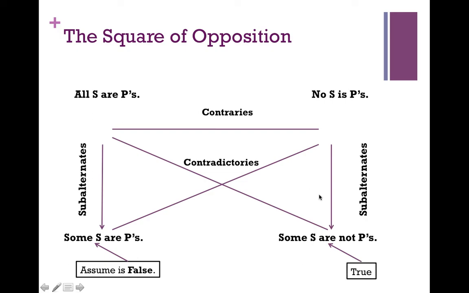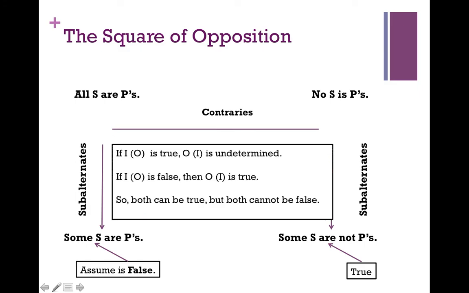The same is going to apply if we start right here. If we were to assume the O form proposition, some S are not P, is false, then that would mean that all S are P, the A form proposition, is true. So O is false means A is true, and if A is true, that means I must also be true. I'll just list that for you here so you can see. If an I form proposition is false, then O is true. And if O is false, then I is true.